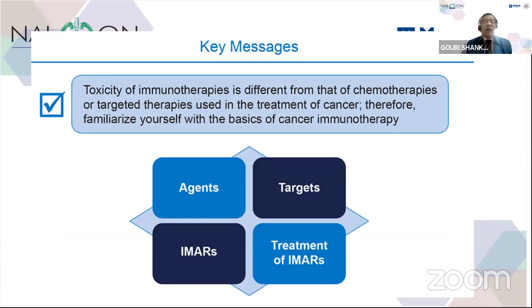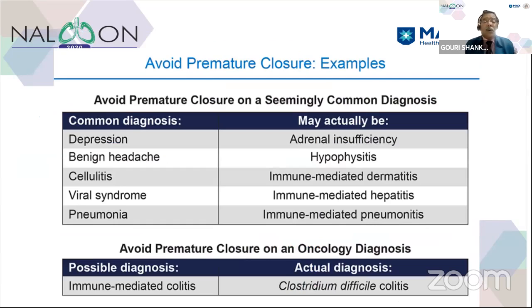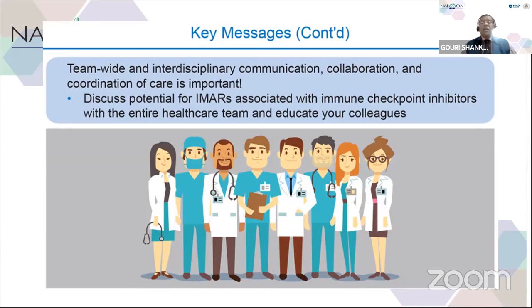So let me try and finish off. Toxicity from immunotherapy is very different from chemotherapy. This is something we are learning new. Do not dismiss a toxicity from immunotherapy, because a depression may be an adrenal insufficiency. A benign headache may be a hypophysitis. Keep in mind pneumonias and pneumonitis that are there. A multidisciplinary team to take things forward is what is required.